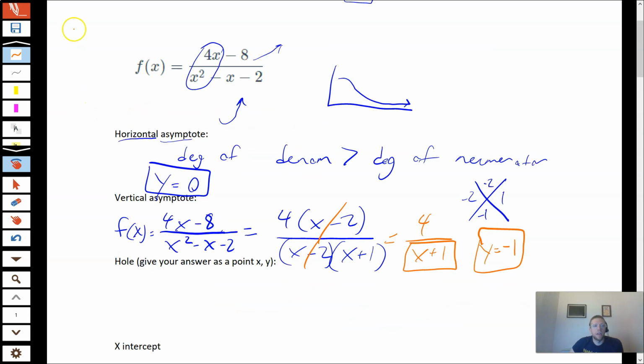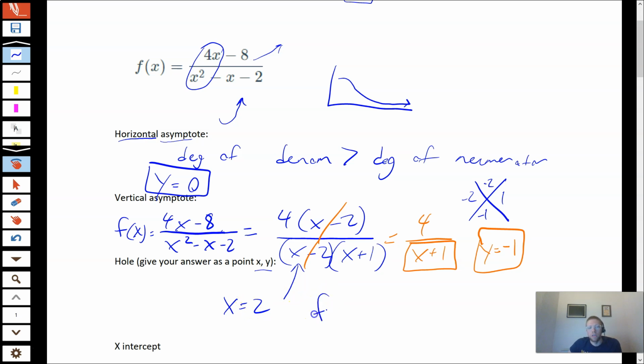And then my hole is related to the term that cancels out. So we want to represent that 2 makes the denominator equal to 0 too in the function as it's really originally written. So we say there's a hole at x equals 2. But notice we want a point, x comma y. So I have to get a y to go with my x.